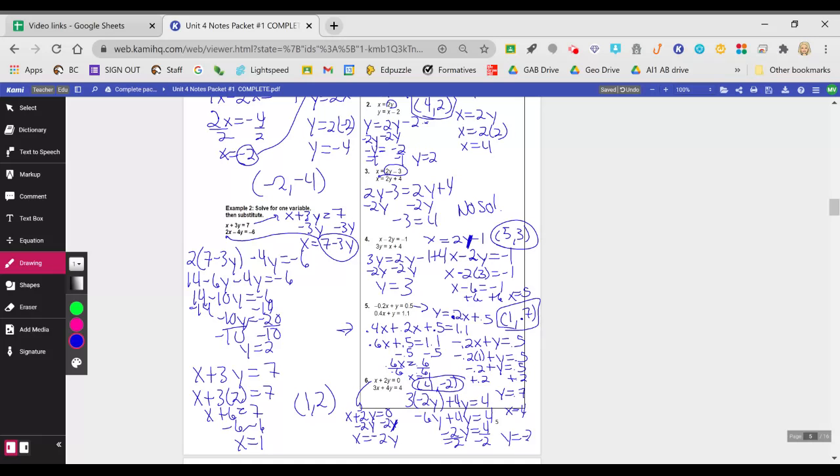I then substitute that in, and so it's -2 times x plus y equals 5. That gives me y equals 0.7.